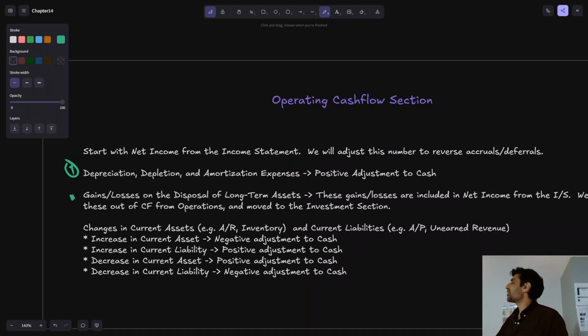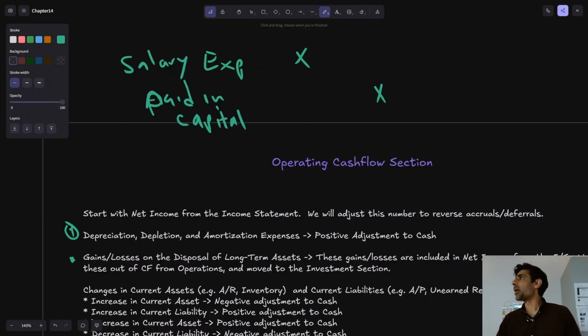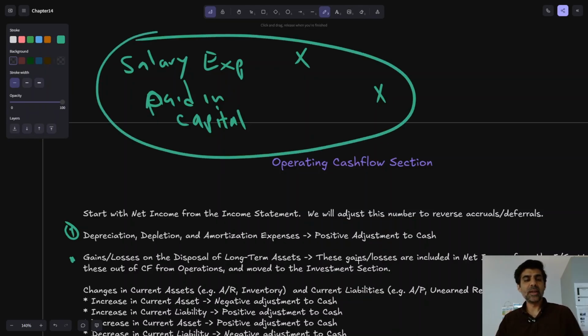In real companies, depreciation is the first, and usually stock-based compensation is second. Because the journal entry for stock-based compensation, when you give your employees stock, is salary expense, and then you're going to usually credit paid-in capital. So this is again non-cash. You're basically saying in this journal entry that your workers have traded their labor for stock.